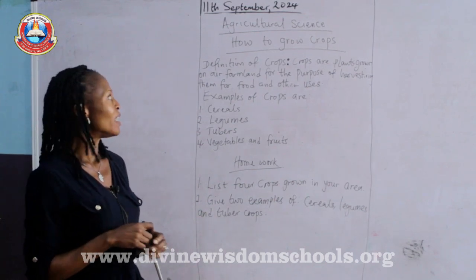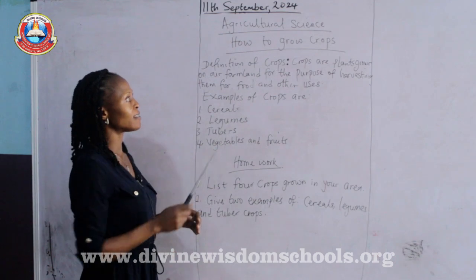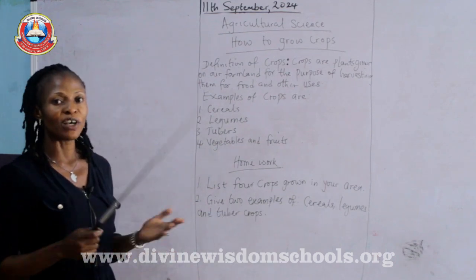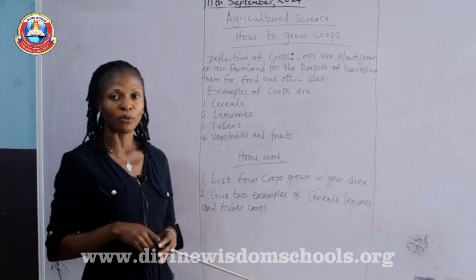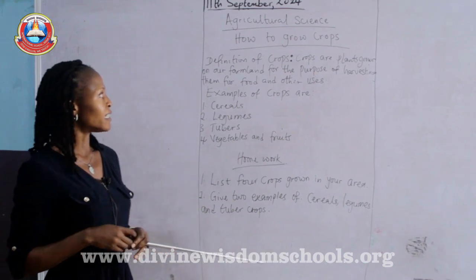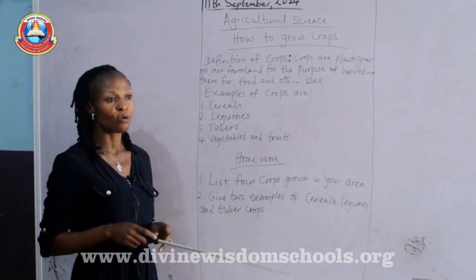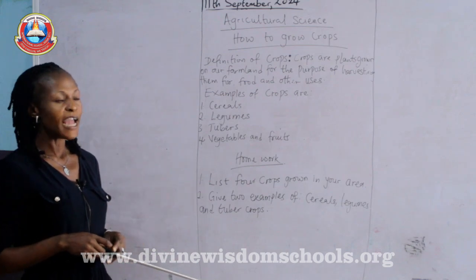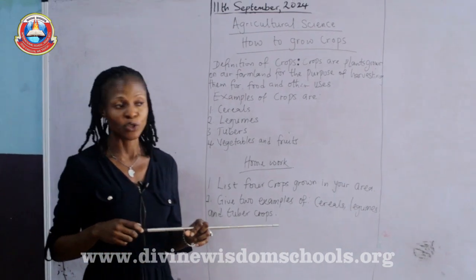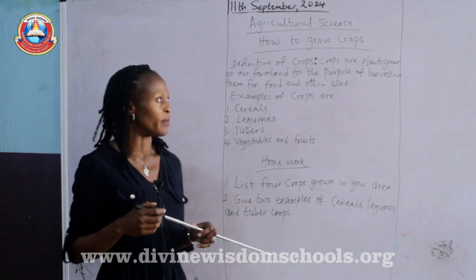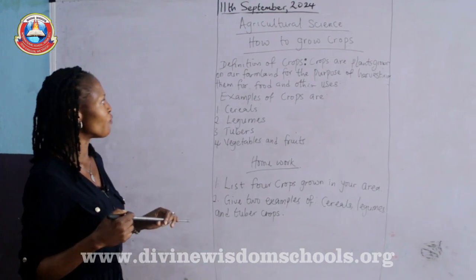You are welcome. Now we're looking at agricultural science. And I know previously you have learned a lot of things in agricultural science. This afternoon, we're going to be looking at how to grow crops. I know you already know what crops are. Some of you have some crops in your environment. But let's look at the definition of crops.